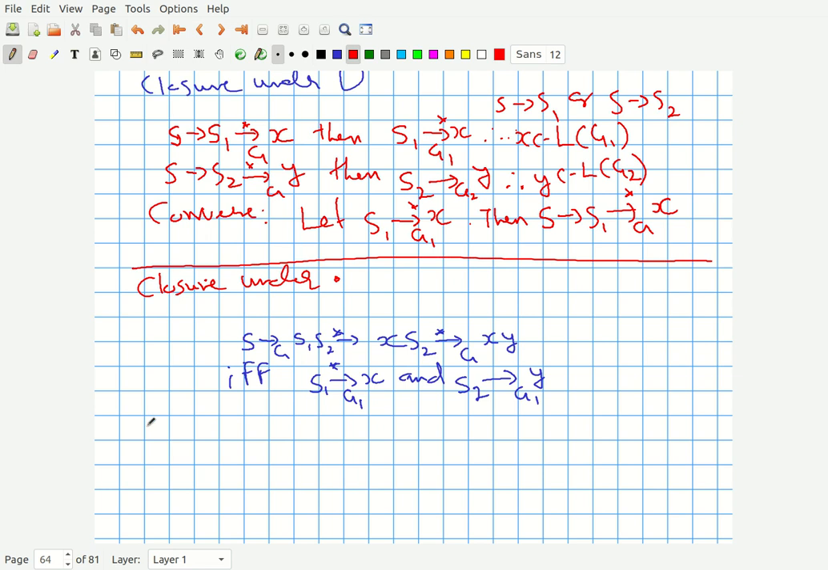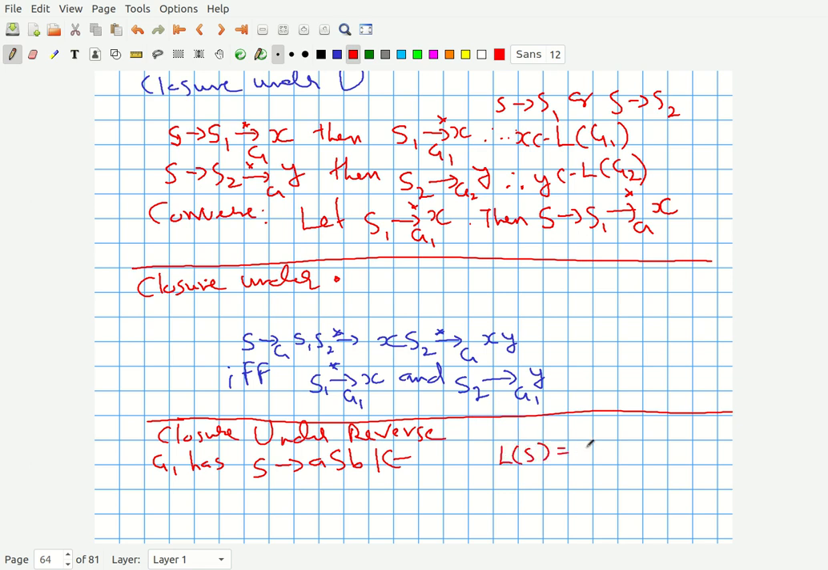So let me again draw this thing. Under reverse, what we do is we reverse every production. I'll give you an example. If my G1 has the following production, S goes to a S b or epsilon, which language does this generate? The language is a raised to n, b raised to n, right?